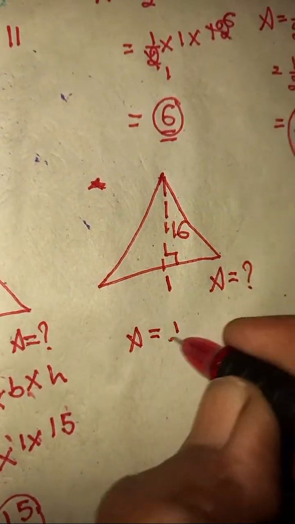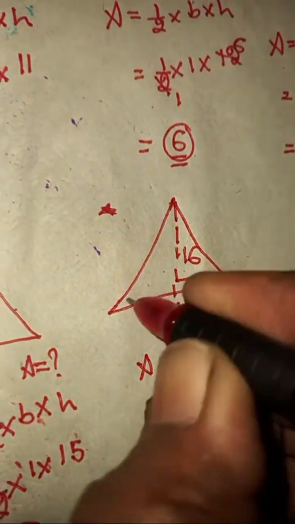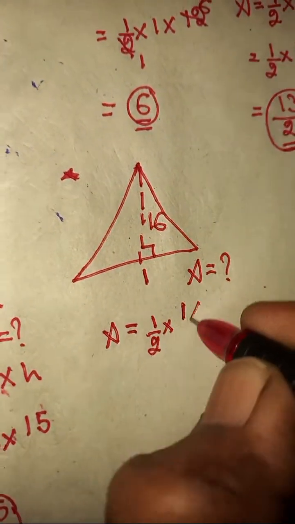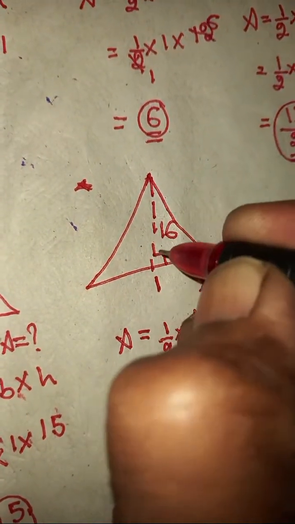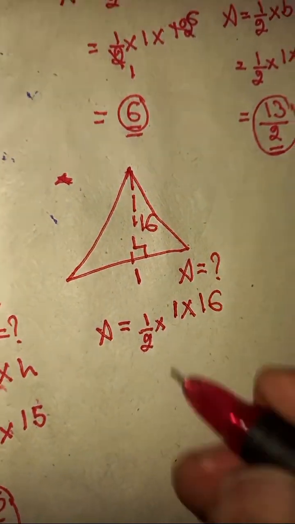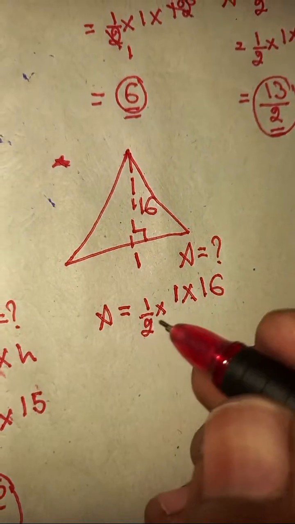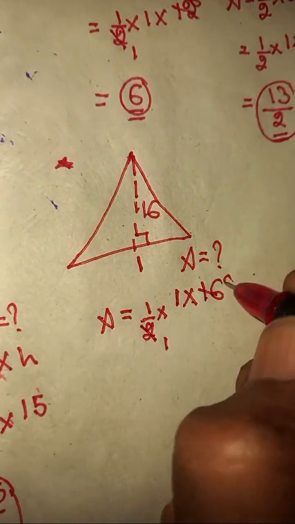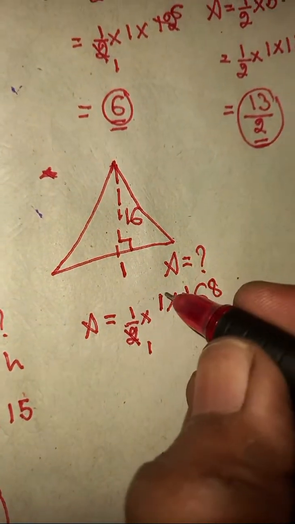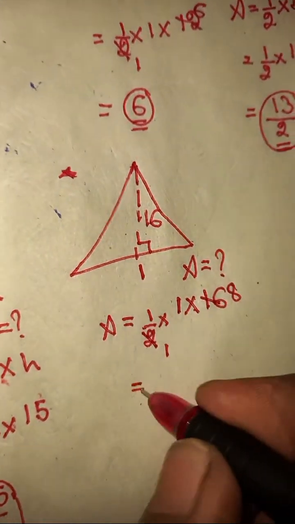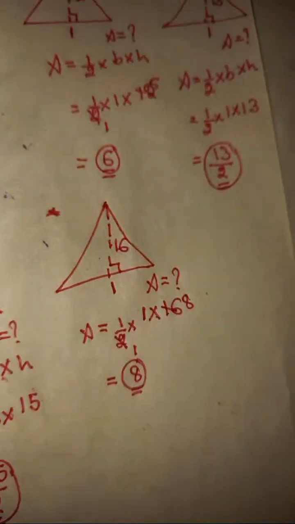Area of this triangle is half times the base length, which is 1 unit, times the perpendicular height, which is 16 units. Now you can divide 2 and 16. 2 times 8 is 16, 1 times 1 is 1 and 1 times 8 is 8. 8 square units is the area.